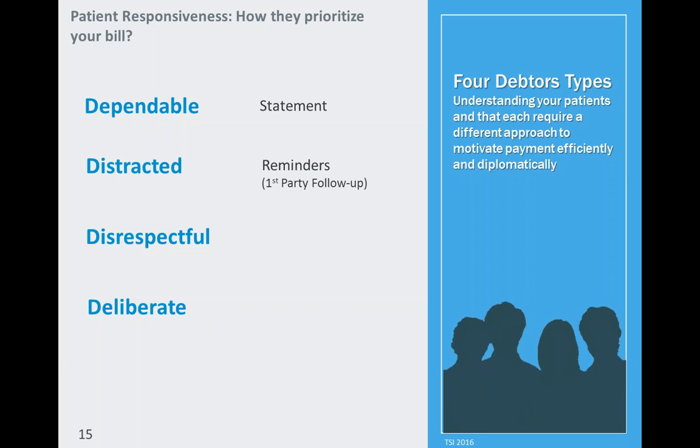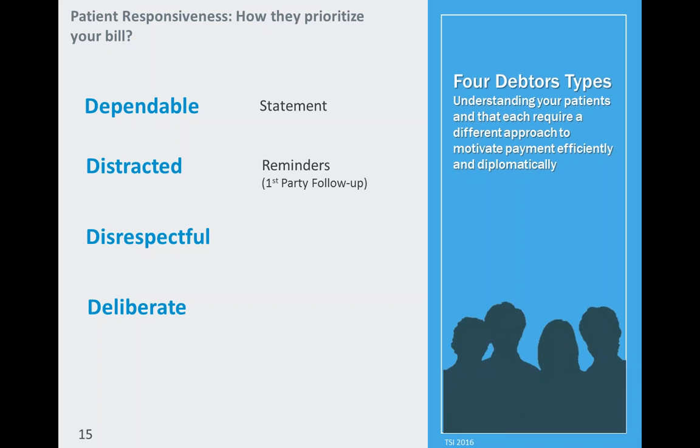The question is, how do we change this priority while balancing patient relationships? It is estimated that 35 to 45% of patients require reminders. This is where first-party follow-up services can be more effective than continued monthly statements. They generate contacts in your practice's name, but more frequently and at a lower cost than typical internal statements.